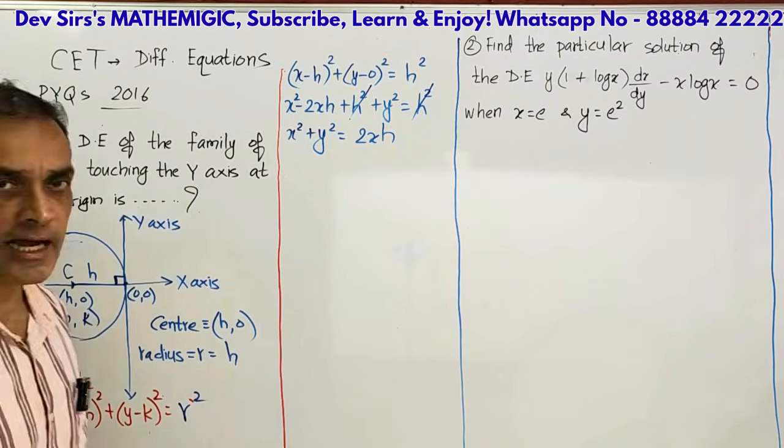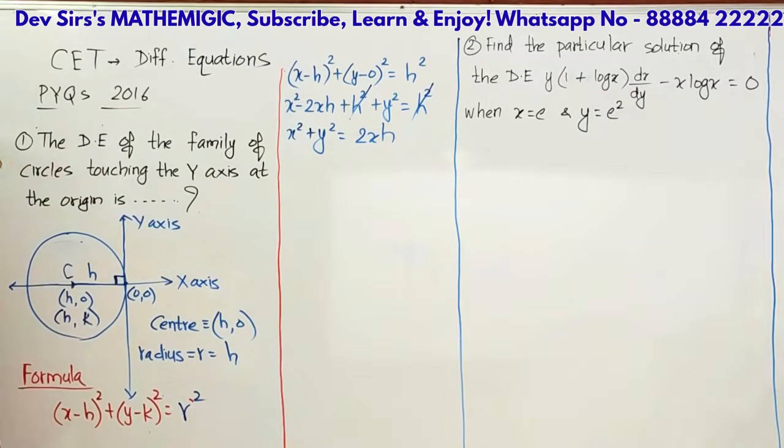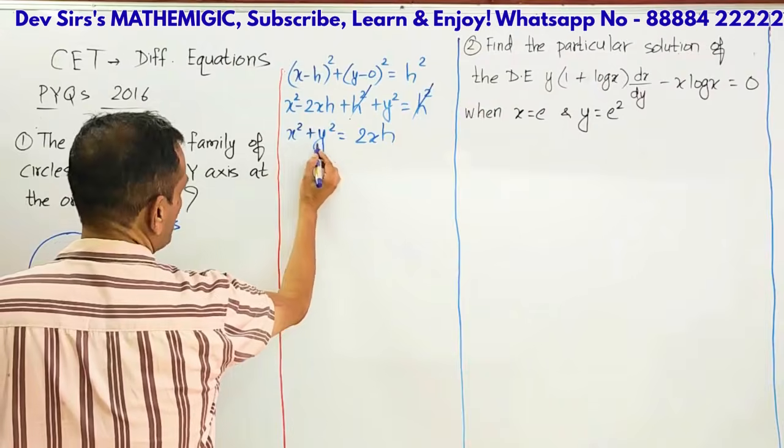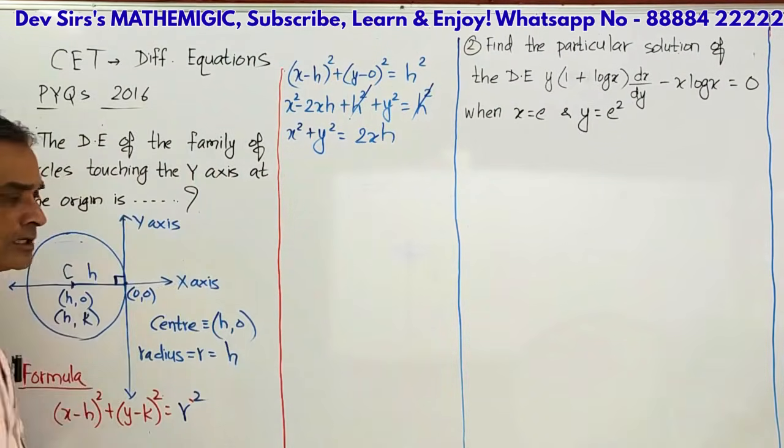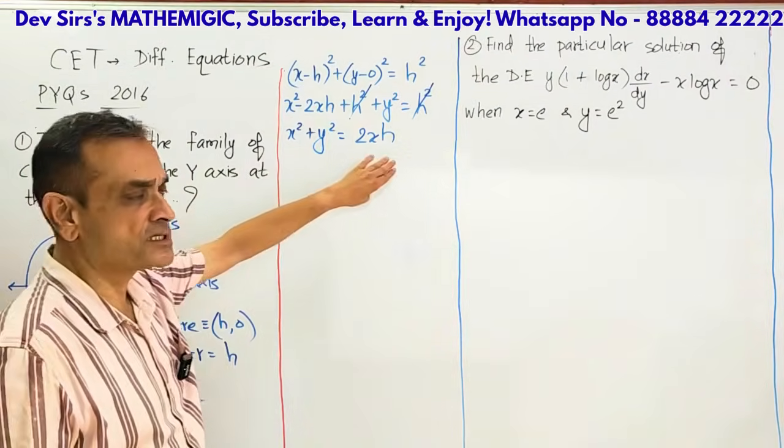y-axis is a tangent at the origin. Okay? Right. Now by chance, supposing if the same problem is asked again, directly you can memorize this: x squared plus y squared is equal to 2xh. Nobody is going to check how you got this.